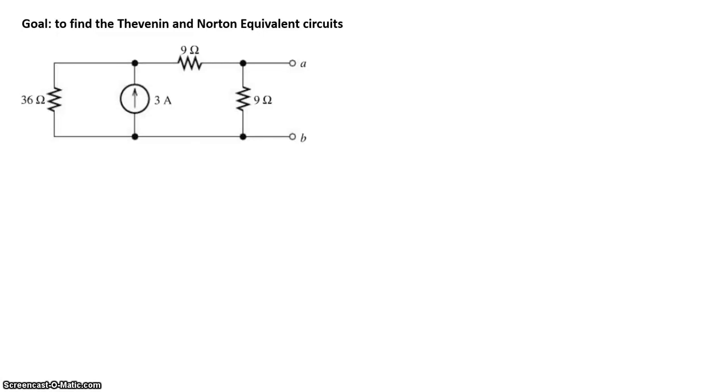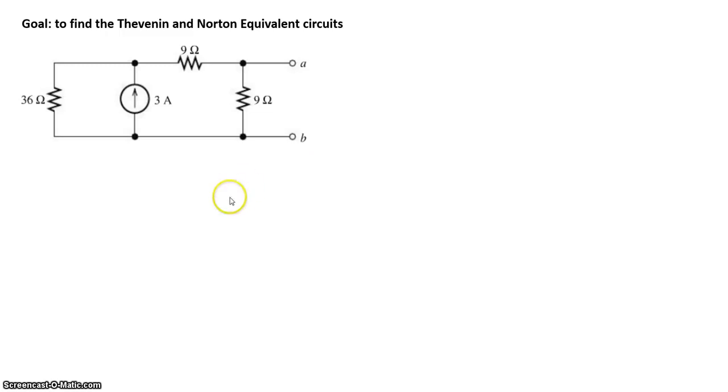In this example, our goal is to find the Thevenin and Norton equivalent circuit. So here's a circuit consisting of a current source, and our goal is to figure out the Thevenin and Norton equivalent circuit seen through terminals A and B. So here it is.